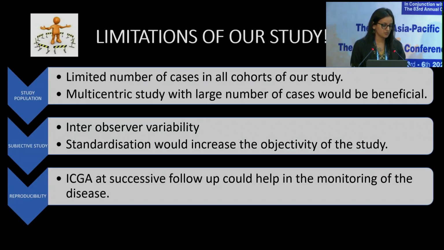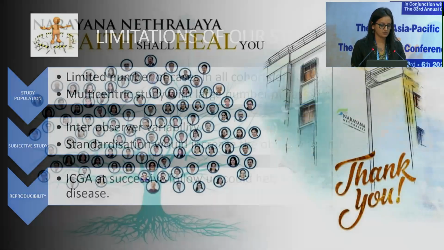Also, the limitation of our study was the population; a multicentric study with a large number of cases would be beneficial. Standardization would increase the objectivity of the study, and ICG at successive follow-up would help in the monitoring of the disease. Thank you.